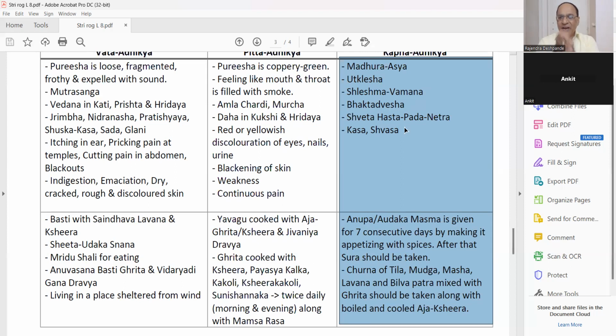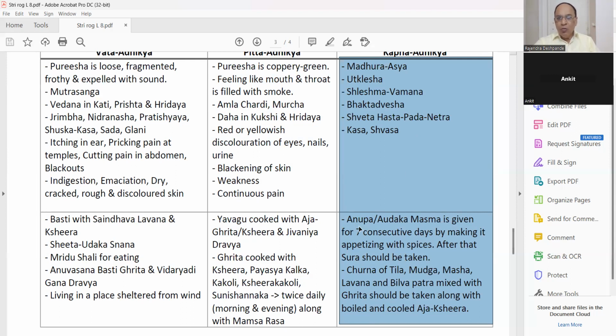Shweta Hasta Pada Netra, hands, feet and eyes will be cold. Kasa and Shwasa, with a lot of cough. In Vataja, there is dry cough. Here, wet cough, that is, cough with expectoration.